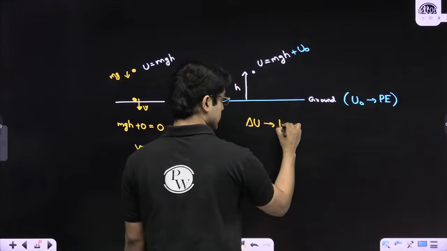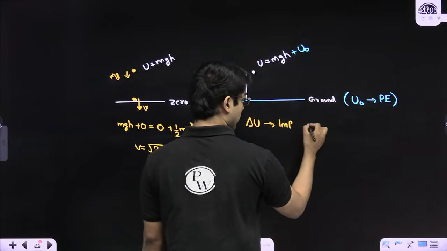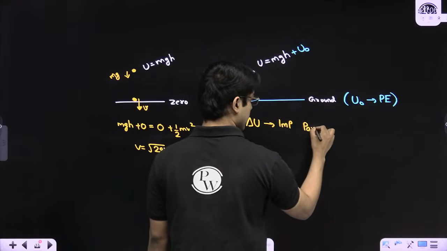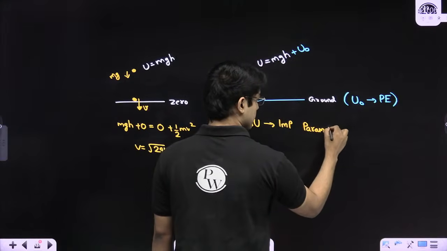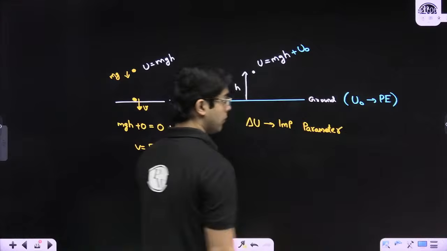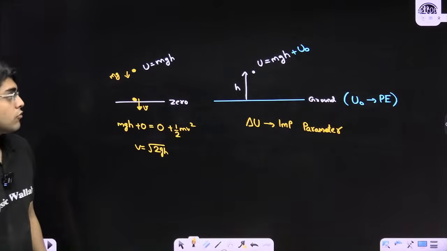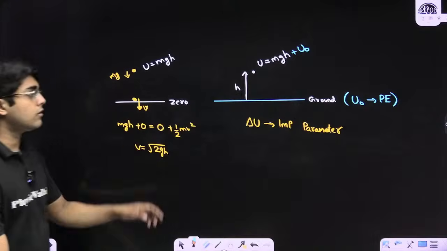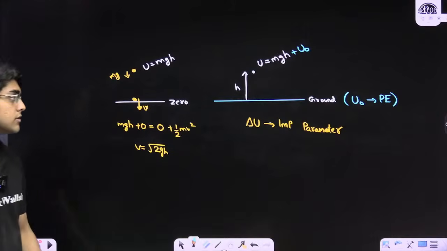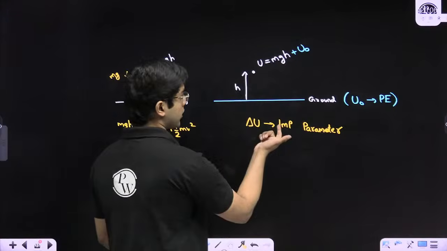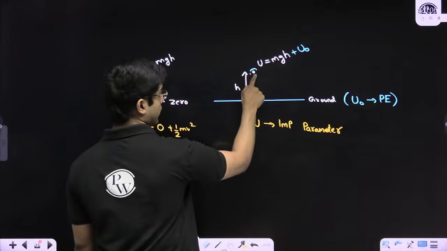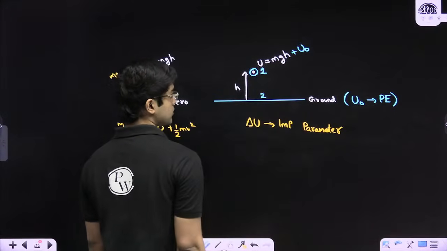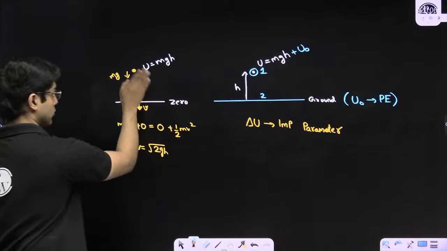Delta u is the important parameter, not potential at any point. So yeah, I hope that clears it. It doesn't matter what you choose as the reference, the change in potential will always be the same. So if this is point 1 and this is point 2, u1 minus u2 will be mgh here and here also.